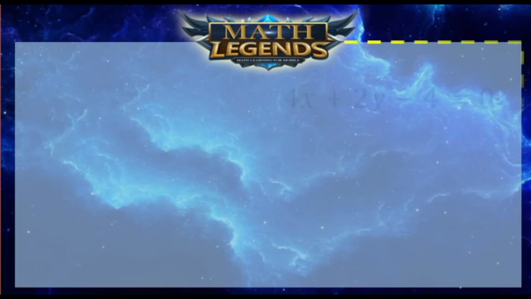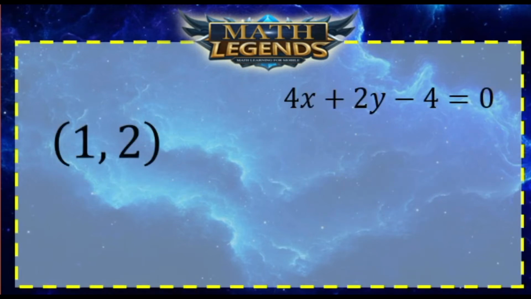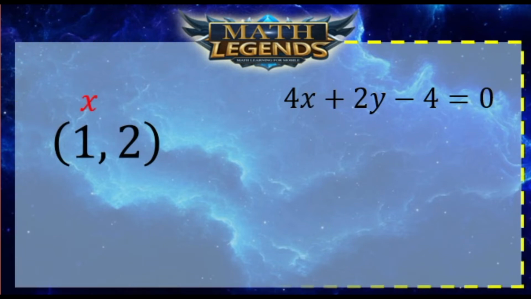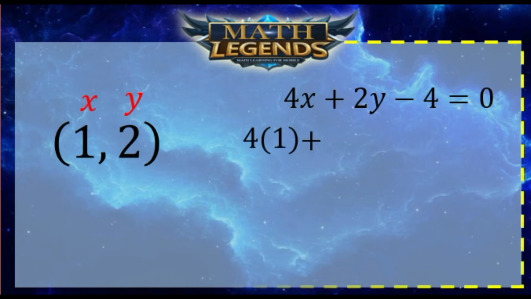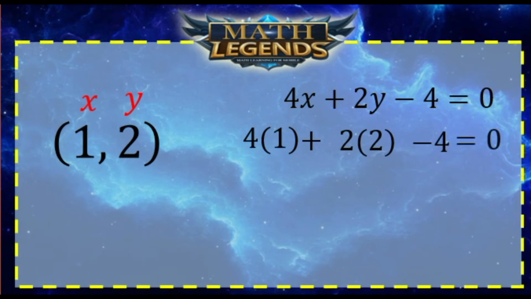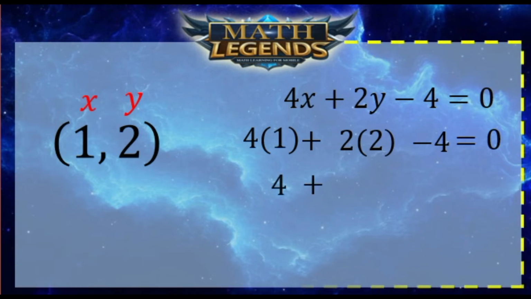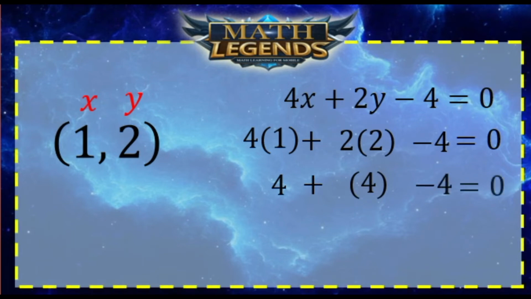Let us try to find out the next one, which is 1 and 2, wherein x is equivalent to 1 and y is equivalent to 2. Let us try to substitute. 4x will become 4 times 1 plus 2y will become 2 times 2 minus 4 is equal to 0. So we have 4 times 1 that is equivalent to 4 plus 2 times 2 that is equivalent also to 4 minus 4 is equal to 0.